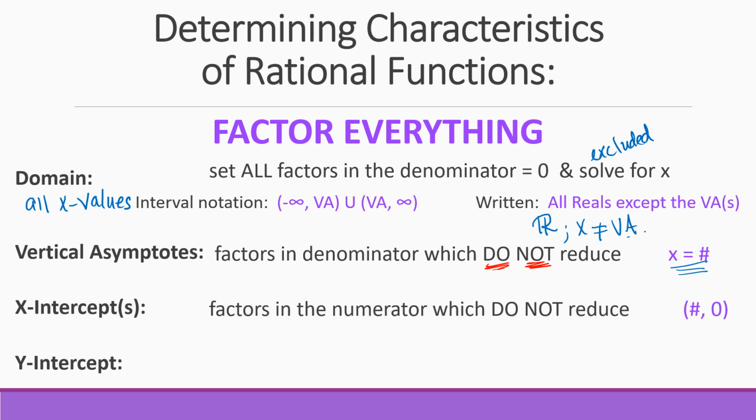Your x-intercept, where you cross the x-axis, these will be the factors in the numerator that do not reduce, and they're always written as an ordered pair, the number, comma, 0. Okay, so it does ask for an intercept, so make sure you write it as a point. And then last but not least, your y-intercept. You can replace all of the x values in the equation with 0 and then solve for y. It again is also always written as an ordered pair. In this case, it'll be 0, comma, the number.